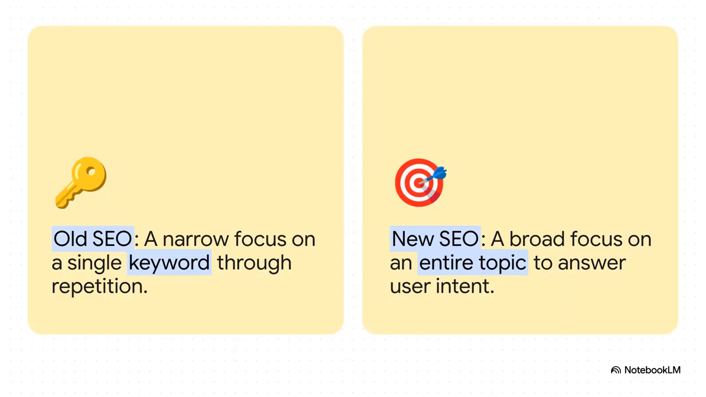The difference is really night and day when you look at it like this. Old SEO was a tiny game. The focus was just on one single keyword. The goal was simply to match a search term, and the tactic was, honestly, just repetition. But today's semantic SEO, it's about owning a whole topic. The goal isn't just to match what someone typed, it's to answer their intention. And you do that by building rich, meaningful context.